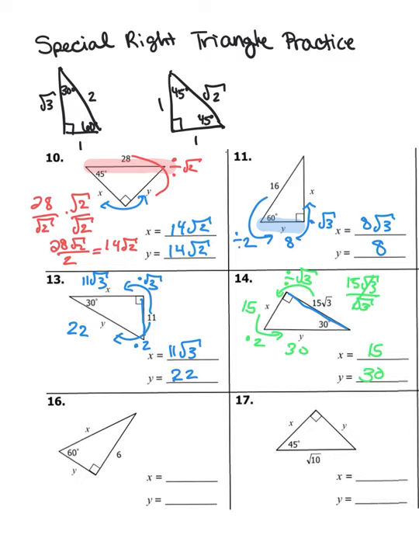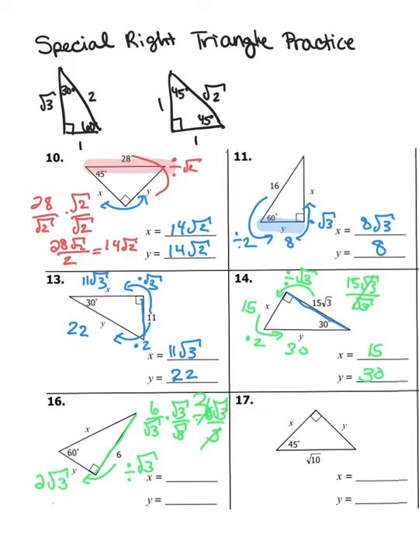Number 16 is also a 30-60-90 triangle where they give us the long leg. To go from my long leg to my short leg, I'm going to divide by the square root of 3. So 6 divided by the square root of 3. Remember, I have to rationalize my denominator. So I get 6 square roots of 3 over 3. I didn't write that neatly though. I can actually reduce that. 3 goes into 6 2 times, so that's actually 2 square roots of 3. So this is 2 square roots of 3.